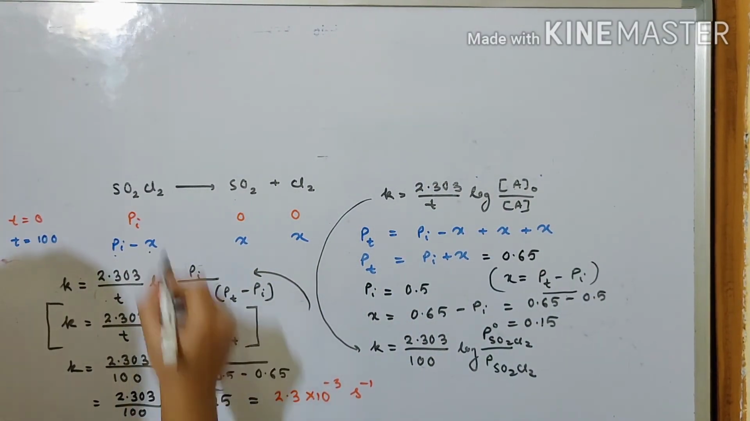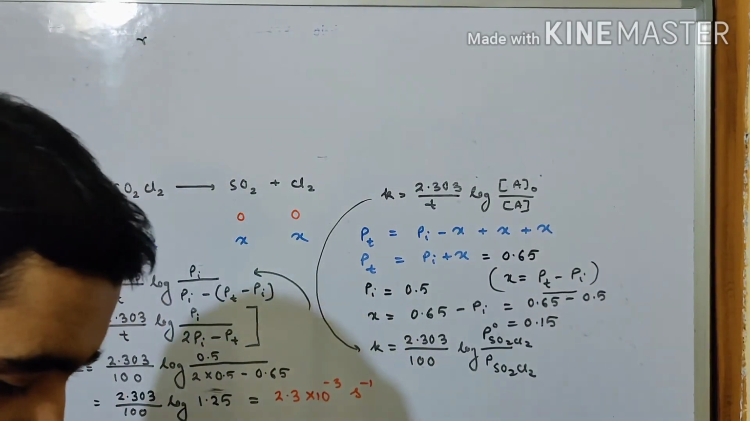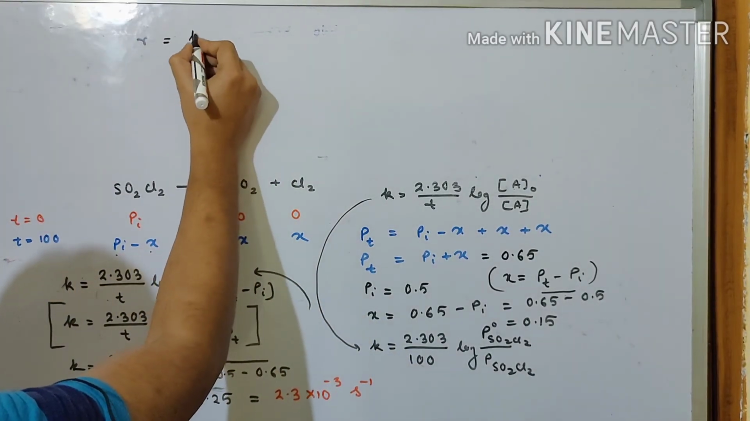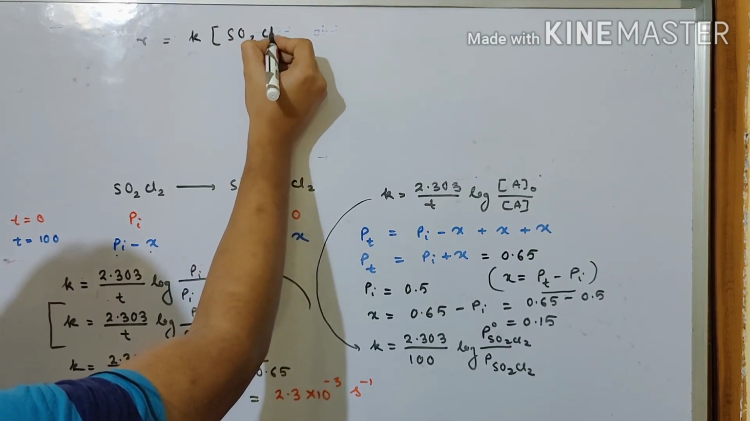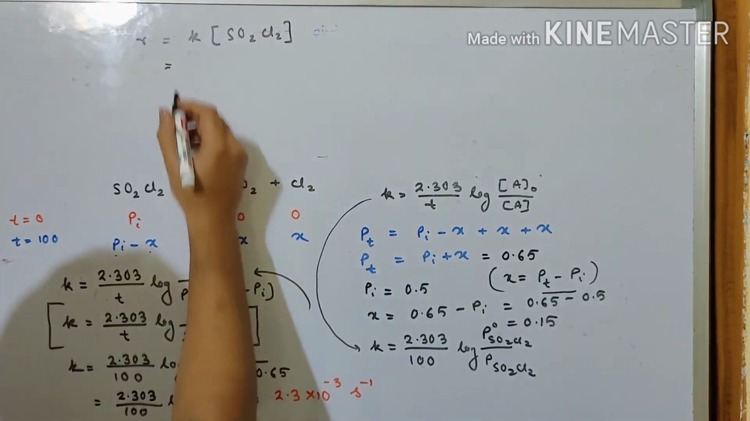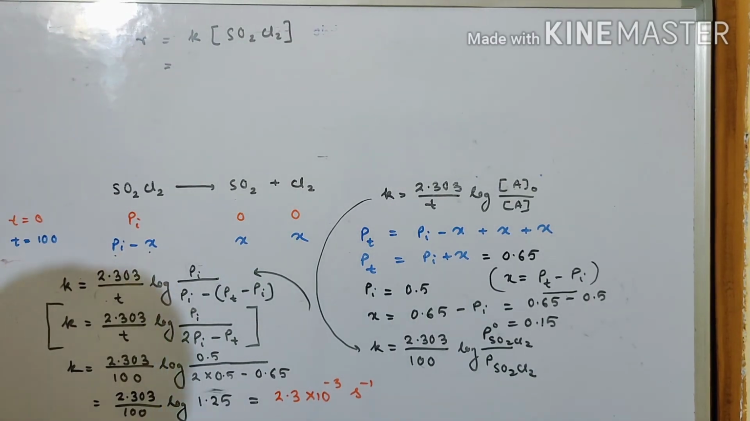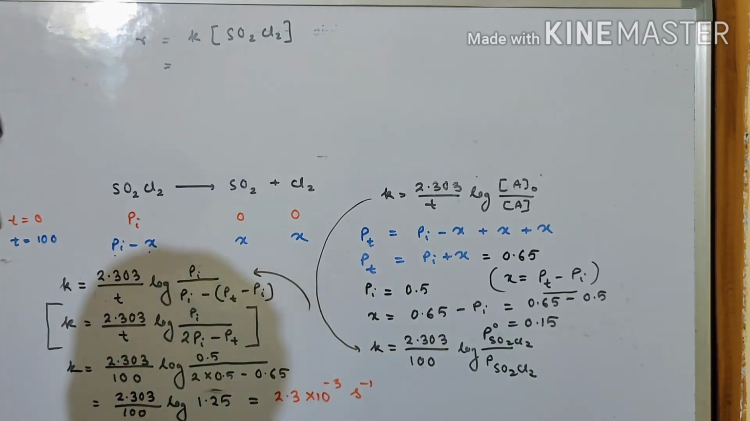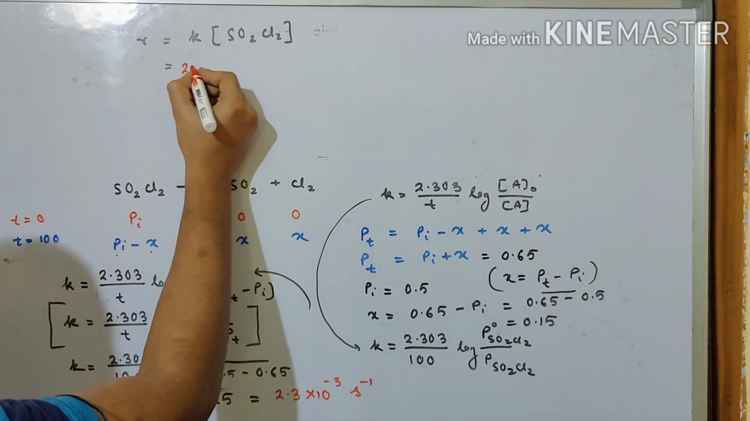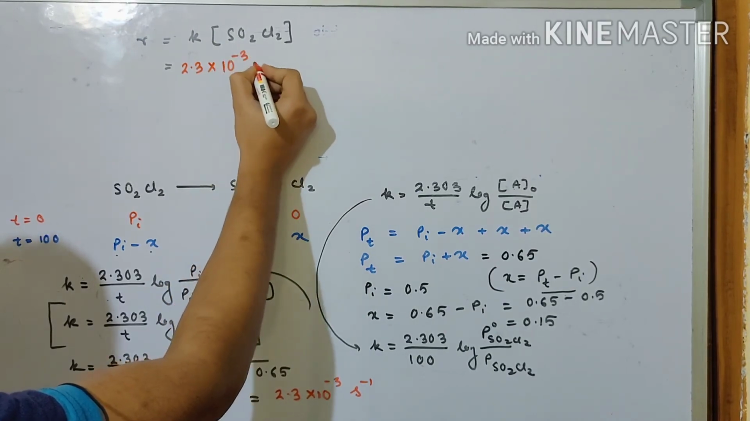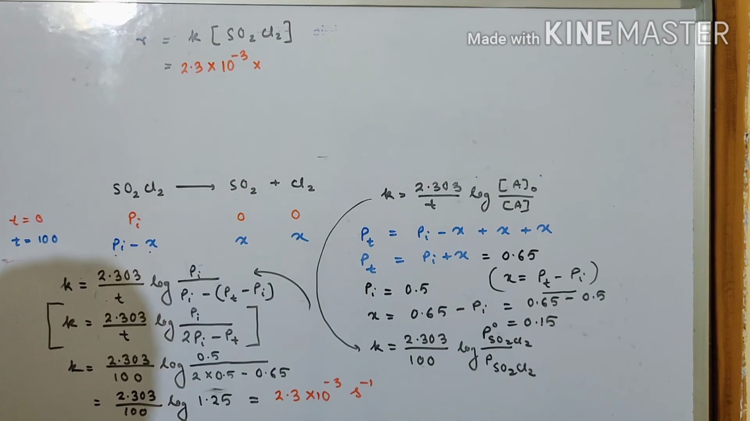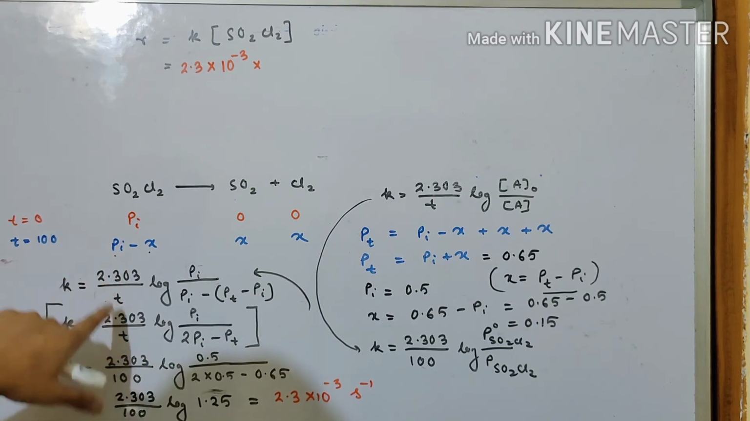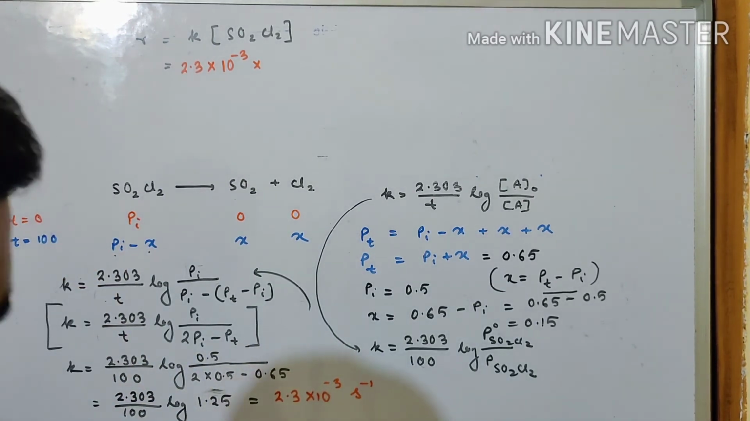So now we are calculating rate. The rate of this reaction, according to this question, is K into the concentration of SO2Cl2. The K value is obtained already. K value is how much? It is already 2.3 into 10 to the power minus 3, into the concentration of SO2Cl2, that is this value actually, Pi minus X.